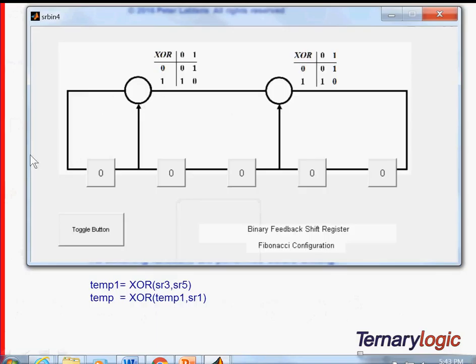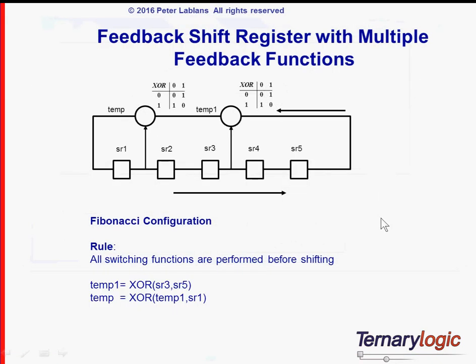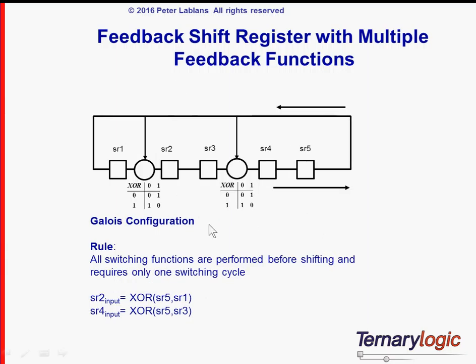And again, 0000, all zero, is a forbidden state, because nothing happens. If we make this one and then we start running it, you see that this is changing. So that works. It's actually fairly simple, though you can make it as complex as you want. But this is sort of a refresher, a reminder of how the shift register with feedback works.